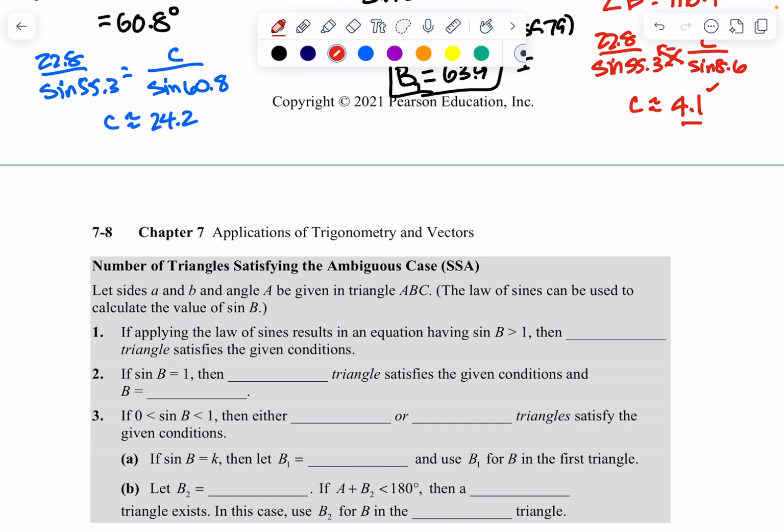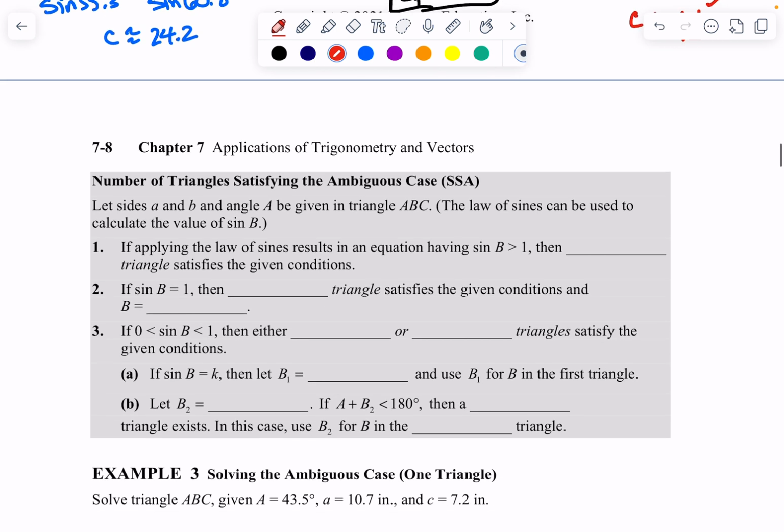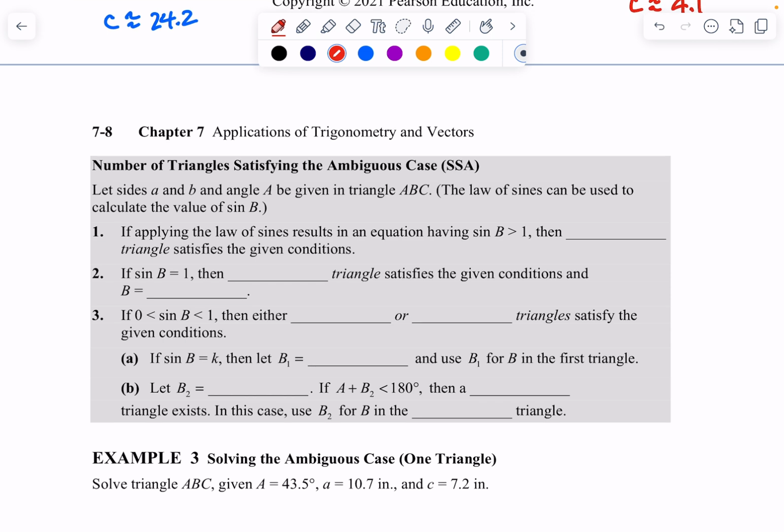So as we do the applications, let sides a and b and angle A be given in triangle ABC. The law of sines can be used to calculate the value of sine B. If applying the law of sines results in an equation having sine of B being greater than 1, then no triangle satisfies the given conditions. If the sine of B equals 1, then one triangle satisfies the given conditions, and B is 90 degrees.